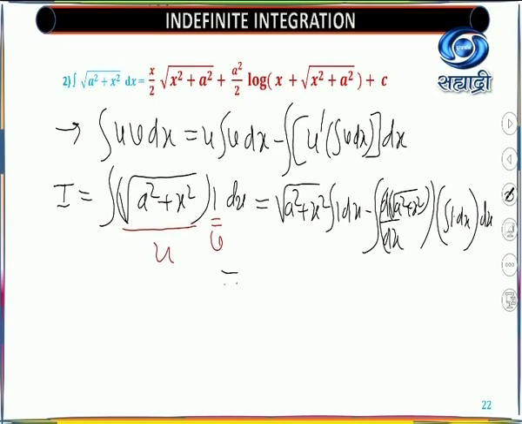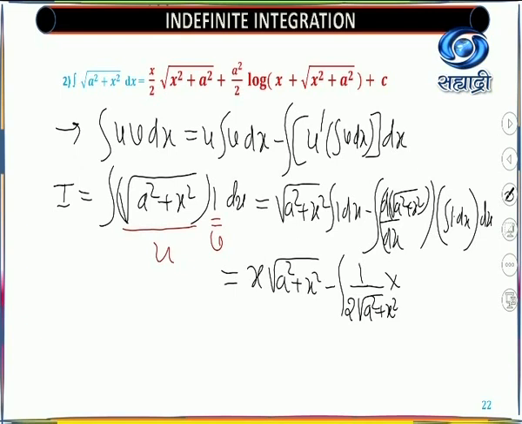So what will you get here? Integration of 1 dx is x, and root of a square plus x square as it is. Now minus, here is the problem. The derivative gives you the root sign derivative, which is 1 upon 2 root a square plus x square, and you also have the derivative of a square plus x square.